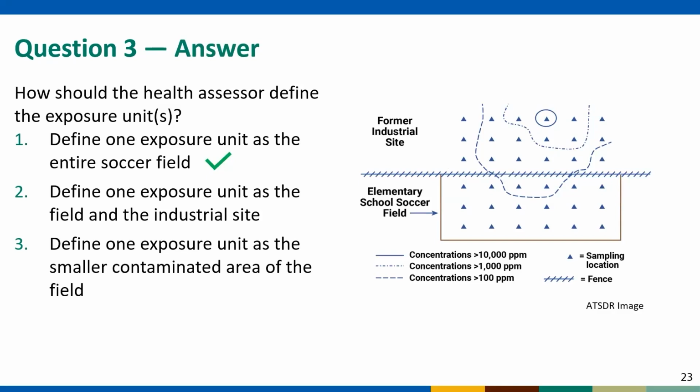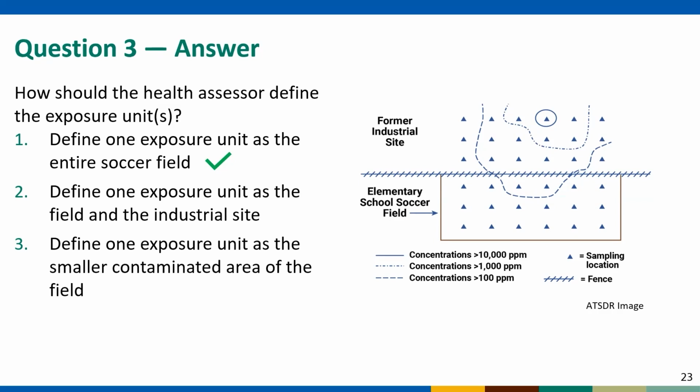The third answer is not correct because it incorrectly assumes that children only play in that smaller, most highly contaminated area of the field. If we were to define exposure units in that way, we might overestimate true chronic exposures. If this scenario were different, let's say that children preferentially and routinely accessed certain areas at the soccer field, then you might want to go ahead and select a smaller portion of the field as an exposure unit.